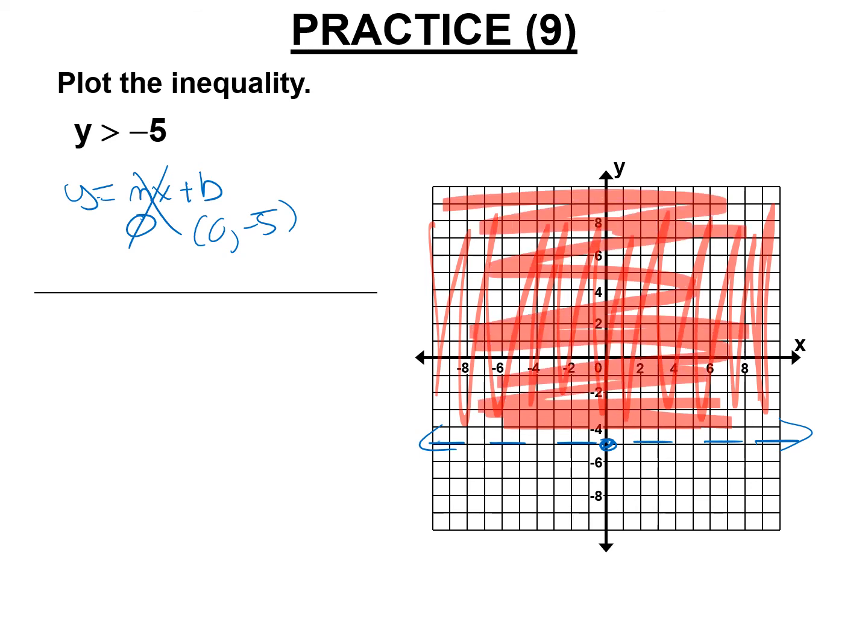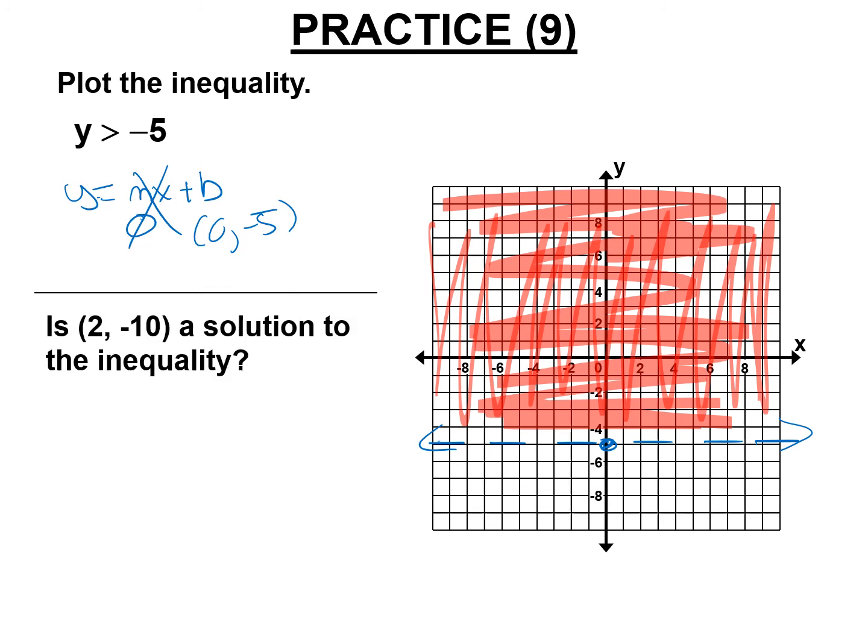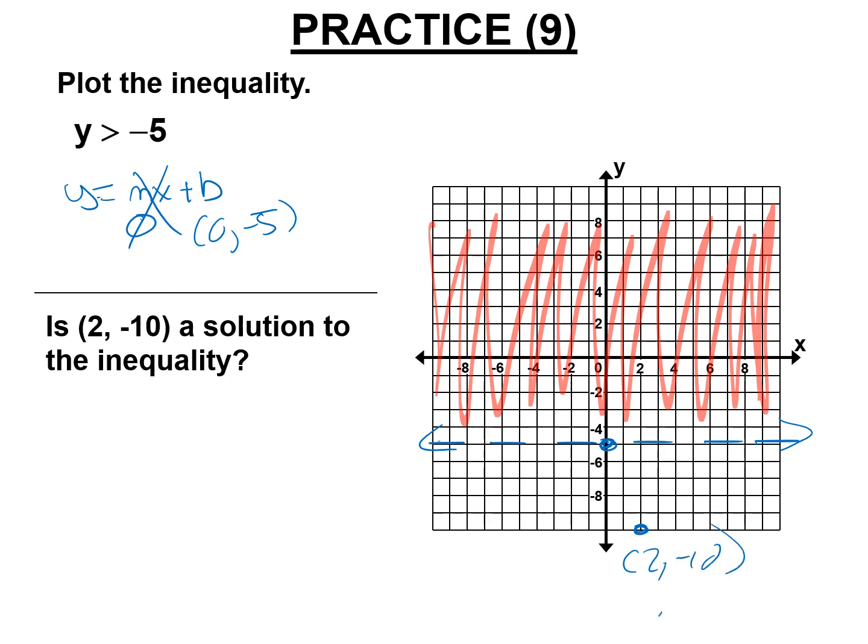Do whatever you want here. Try to be neater than me. Let's see, is 2, negative 10, I wish I was neater, is 2, negative 10 a solution? Well, let's see that. 2, negative 10 doesn't look like it's going to be a solution, so that would be no. But let's see. It doesn't matter what x is, right? When y is negative 10. Is negative 10 greater than negative 5? No, it's not. It's less. So it's not a solution to the inequality.